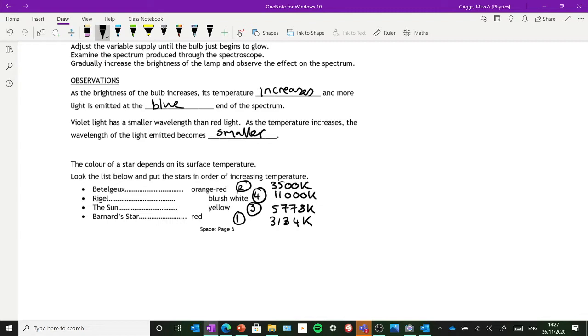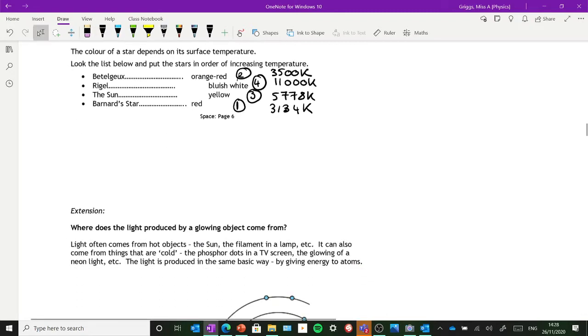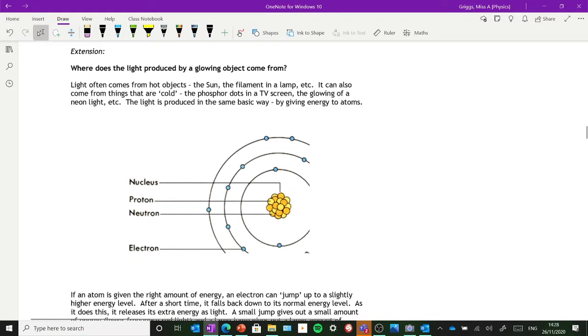Okay, Finlay. Okay, so where does the light produced by glowing objects come from? Now, this is an extension, this isn't in the course, but I did ask you to have a read through it at the start of the lesson. But it's just for interest if you're interested in it. So you can take your glasses off just now. Gregor? You use them later, Finlay? Maria? Yeah.